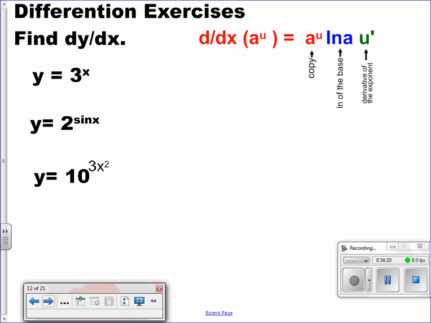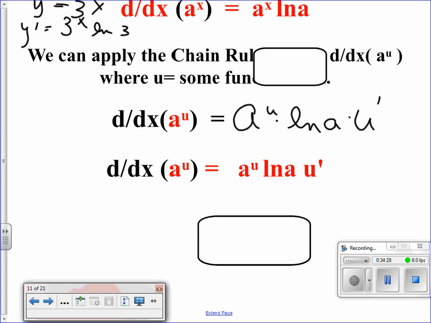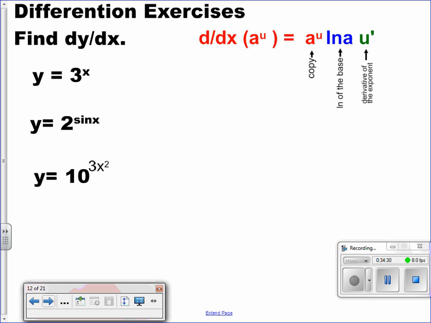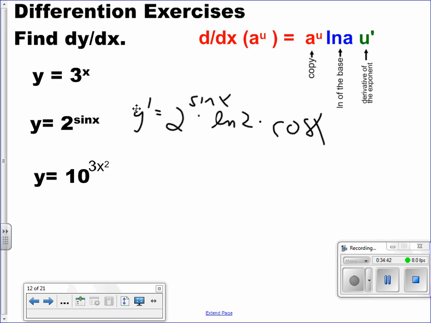I don't know if we're going to make it, kids. All right, let's just do one of them. What's the derivative of 2 to the sine x? Don't forget the middle piece, the ln of the base. Okay? Good. Can we do just one more? I know I'm being greedy. So what is the first part? Times... Good.